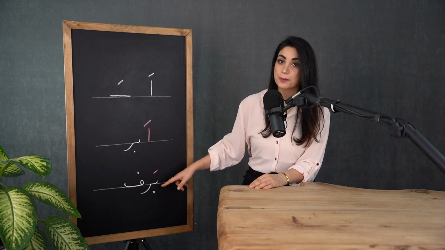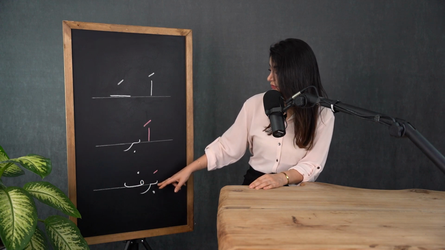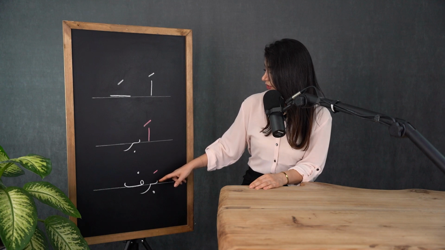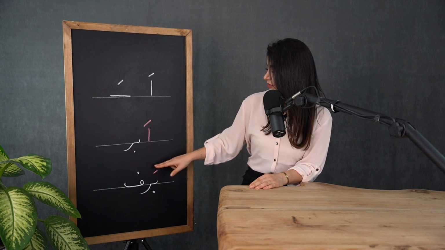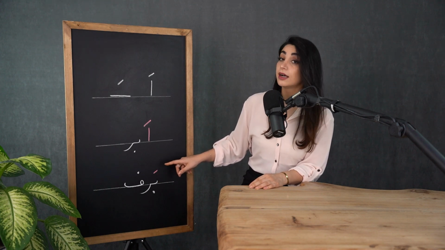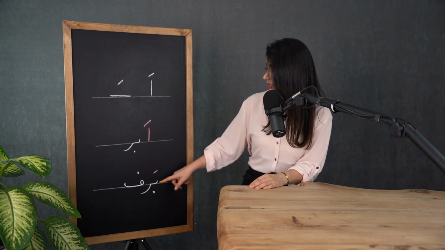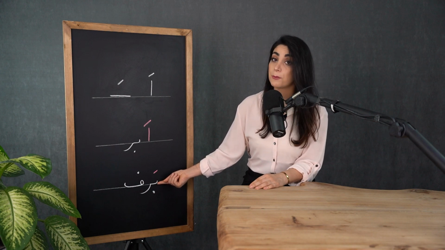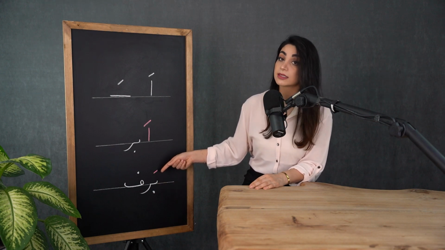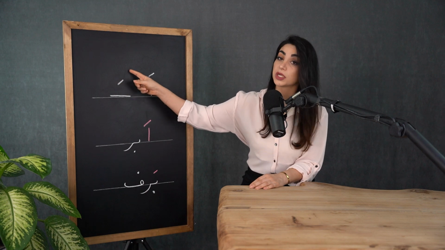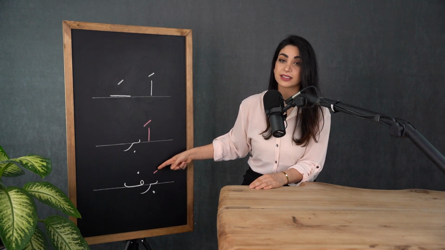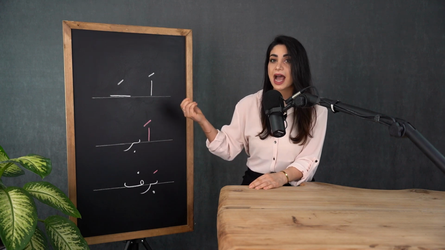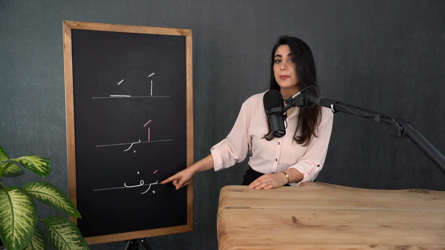Barf. Remember B, you know all the alphabet right now. But look here, B. What about this red part here? This makes this one sound A. So when we have B and this little mark is above it, it makes it sound like A. B, A, B, A, barf.